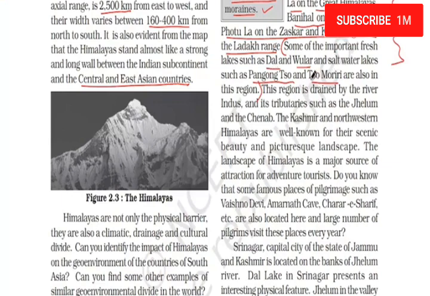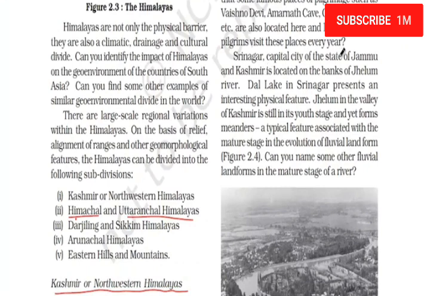When you look at these names, you usually feel they may be present in Northeast India. But remember, they are present in the Tibetan region. I want you to identify all these places in your atlas, or at least please type it in Google and mark it in your atlas. This region is drained by the river Indus and mainly its tributaries of Jhelum and Chenab. The Kashmir and northwestern Himalayas are well known for its landscape, tourism. You're all aware of it. Srinagar is the capital. Dal Lake in Srinagar presents an interesting physical feature.